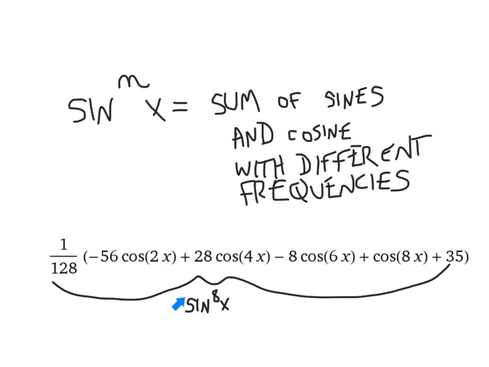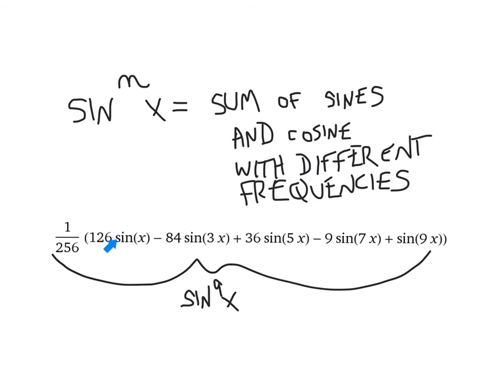For example, it's kind of a lot of work, but sine to the 8th of x, so that's when n equals 8, turns out to be this sum of cosines, cosine 2x, 4x, 6x, 8x. So it's a sum of cosines, different frequencies for sure, but it's a sum of cosines. Another example, this one here is sine to the 9th. So it's a sum and differences of sine x, sine 3x, sine 5x, sine 7x, and sine 9x.